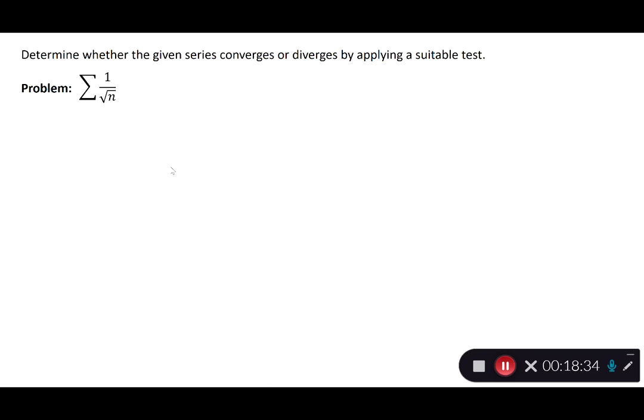Wait, is this a p series? Yeah, because I can rewrite this as sigma 1 over n to the 1/2. So p happens to be 1/2 in this case, and 1/2 is less than 1. Guess what? We don't need any further analysis. We just simply say this series diverges. Why? Because this is a p series with p equals 1/2, less than 1, and so we can say the series diverges. End of the story.